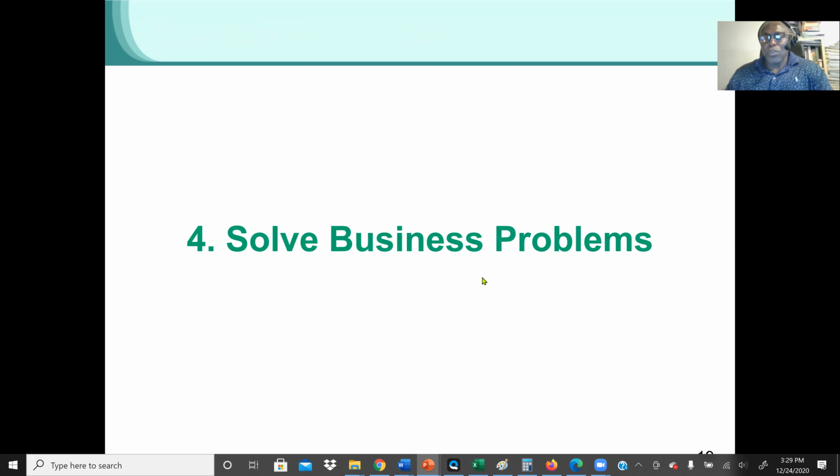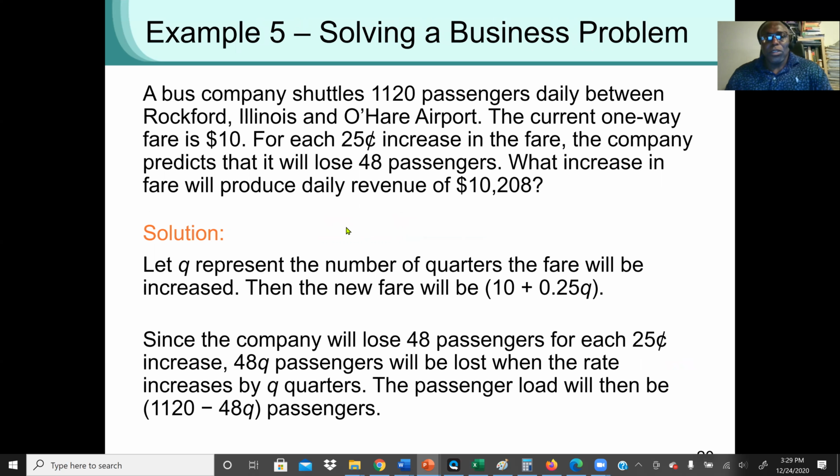Okay, so next question is solving business problems. Here we said the bus company shuttles 1,120 passengers daily between Rockford, Illinois and O'Hare Airport. Now, the current one-way fare is $10. For each 25-cent increase in the fare, the company predicts that it will lose 48 passengers. What increase in the fare will produce daily revenue of $10,208?